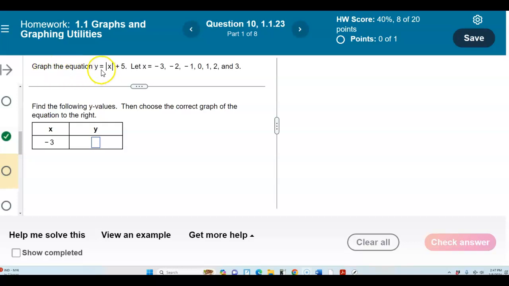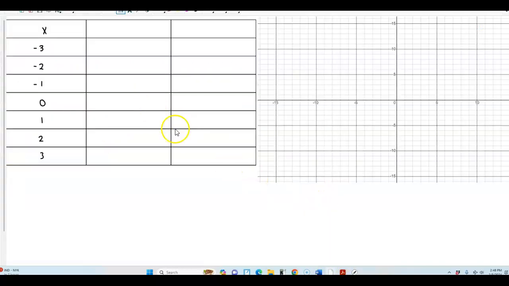We want to be able to graph the equation y equals the absolute value of x plus 5. We're going to let x equal -3 all the way to +3, and then we're going to find the following y values and then choose the correct graph. So let's go ahead and take a look at that. So again, our question is y, which is equal to the absolute value of x plus 5.